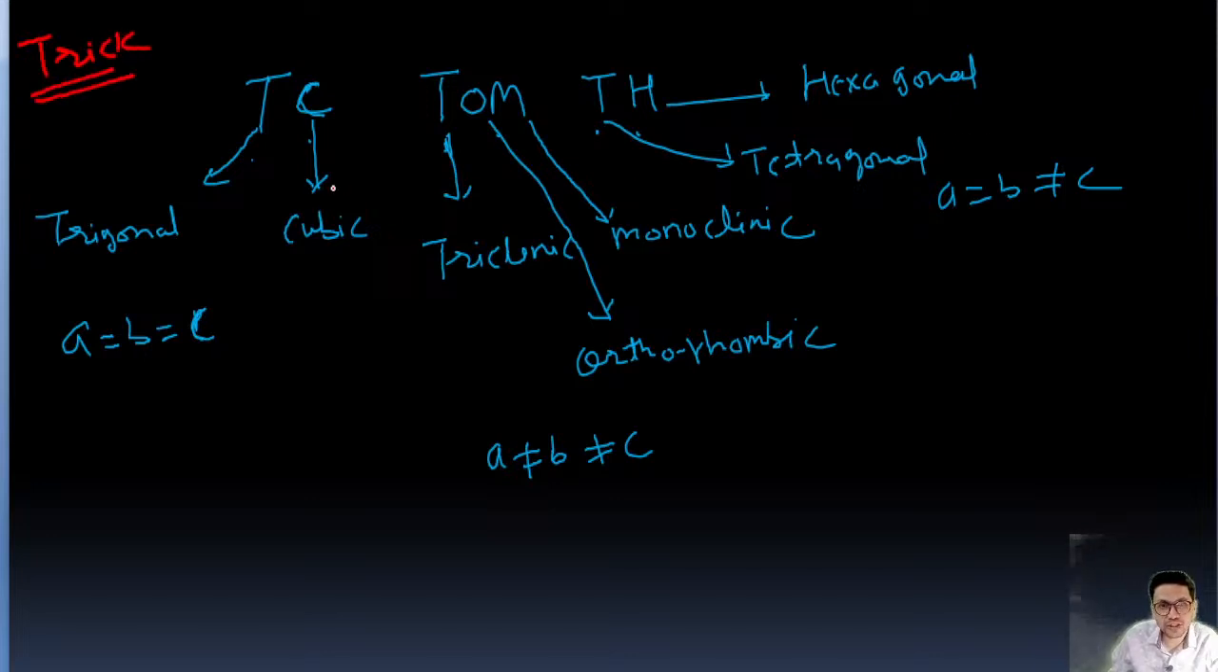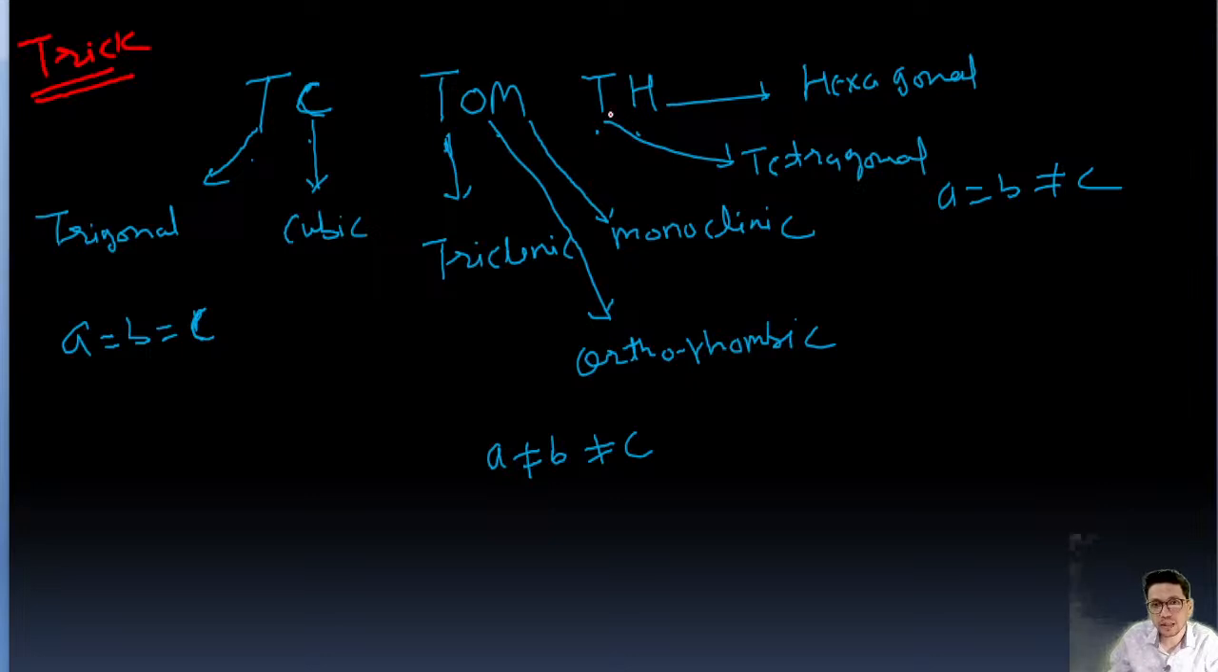Take care Tom TH, or you can say TC Tom TH. First you need to understand that T is for trigonal, guys. Trigonal and cubic means in these two crystals all sides are equal. And Tom means triclinic, orthorhombic, and monoclinic. In these three crystals all sides are not equal, A not equal to B not equal to C, because we will be asked in questions. We need these sides for getting the intercepts and Miller indices. I'll solve one question, then it will clear your doubt.